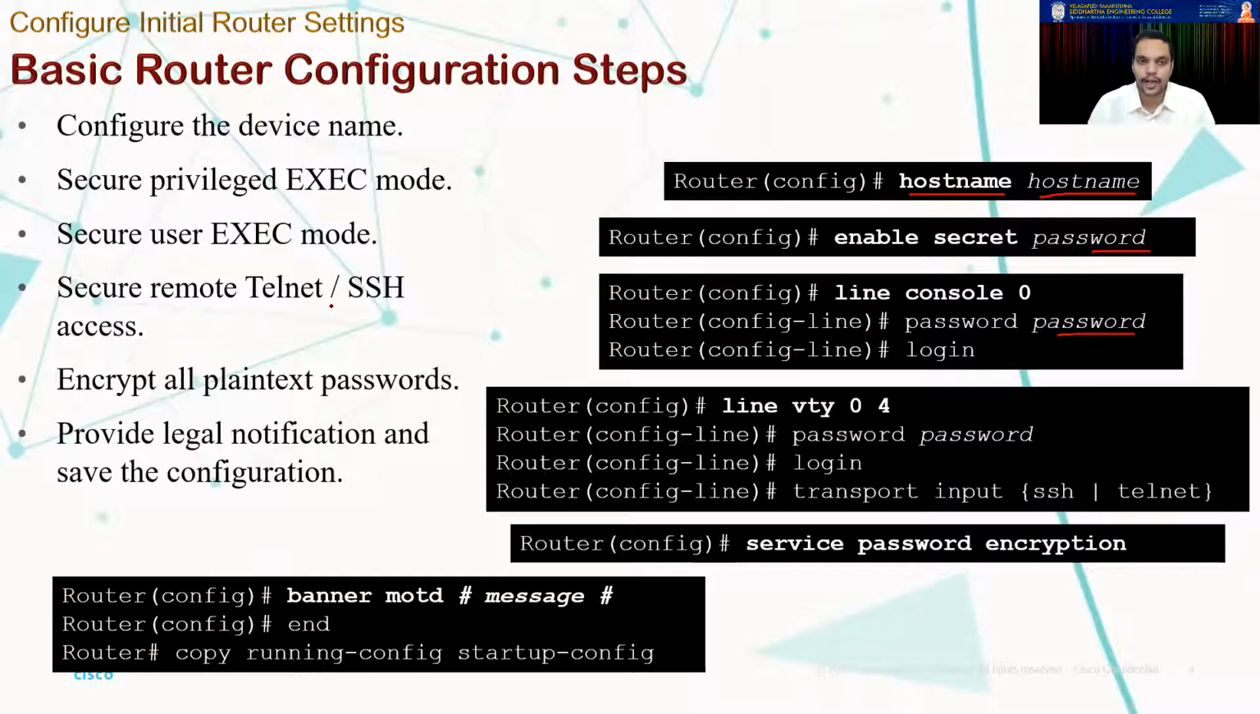Next, secure all the remote Telnet and SSH access. So here what we give is line vty 0 4, where VTY stands for virtual terminal. Put whatever password you have to put here as password, then type in login, and then please mention transport input SSH or Telnet. This will help ensure that if anybody is trying to access through SSH or Telnet, they need to know this password. Otherwise, they will not be able to access your device. These are the same things. There is no change whatsoever in the commands when you do the configuration of a switch or a router.